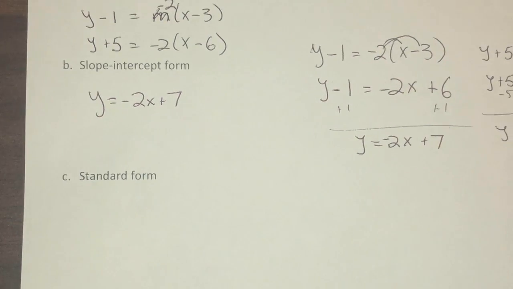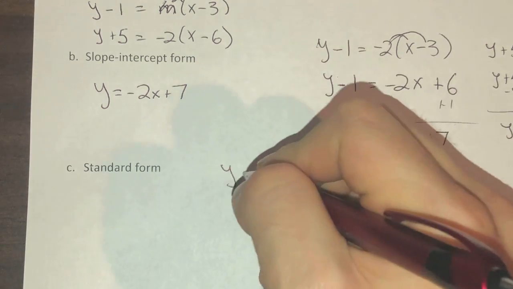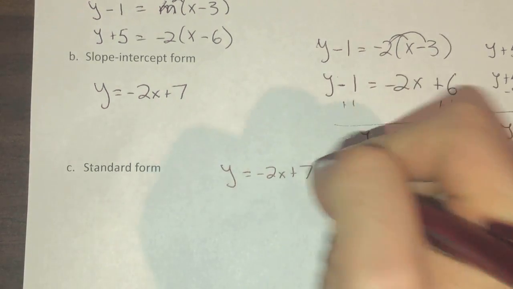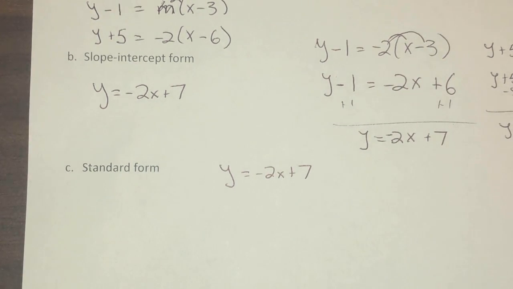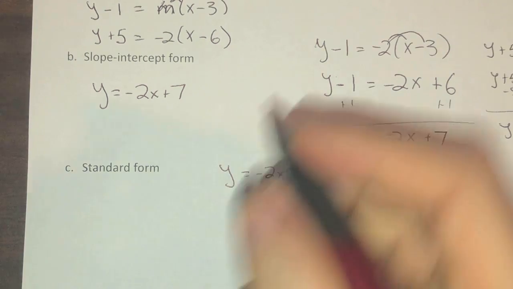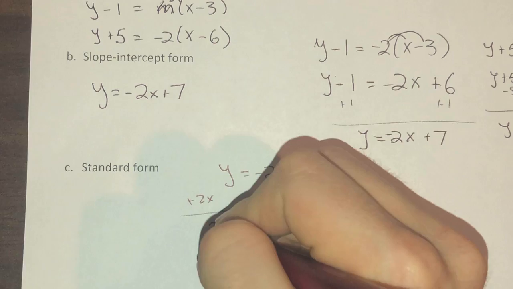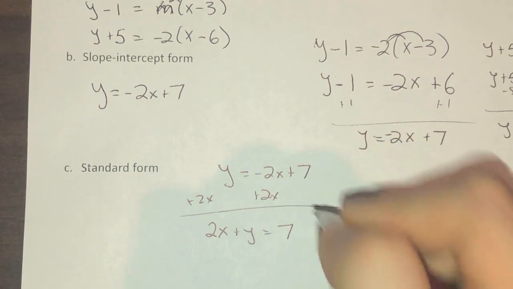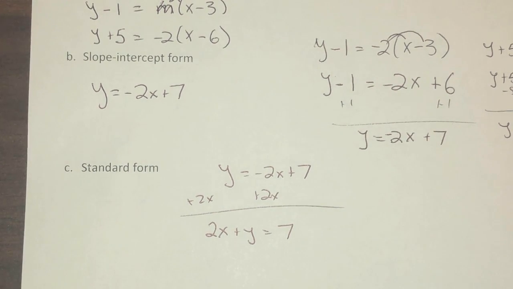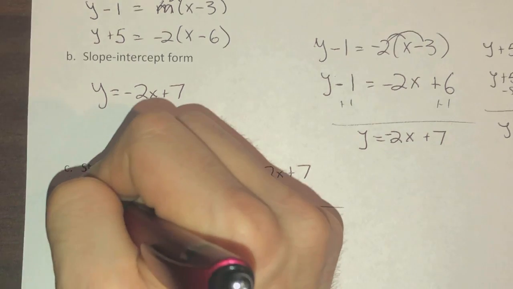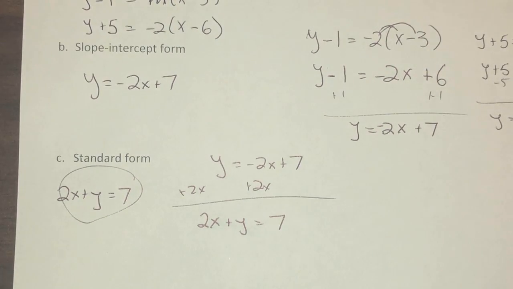Lastly, we're going to put it into standard form. So standard form is just taking the x's and the y's, putting them on the same side, and then eliminating any fractions. So in this case, all I need to do is take the 2x and move it over. So I get 2x plus y is equal to 7. Please put the x before the y. That was something I was picky about on the quiz.